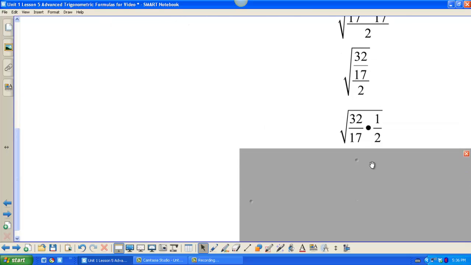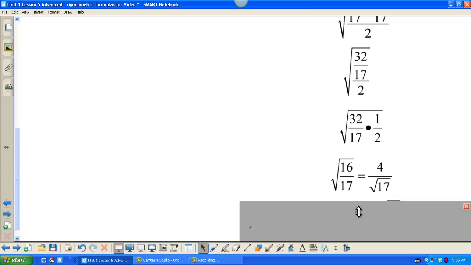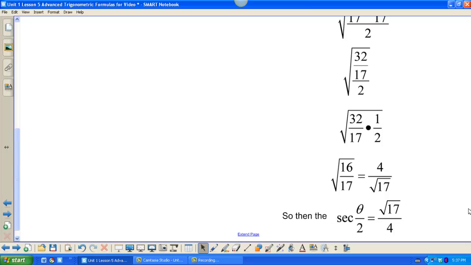Dividing by 2 is the same as multiplying by the reciprocal of 1/2. 2 goes into 32 16 times, so this simplifies into root 16/17 or 4/root 17. Now you're welcome to rationalize that, but remember that 4/root 17 is a simplified version of the cosine of the half angle. I need to take its reciprocal in order to find the secant of the half angle, which is root 17/4.